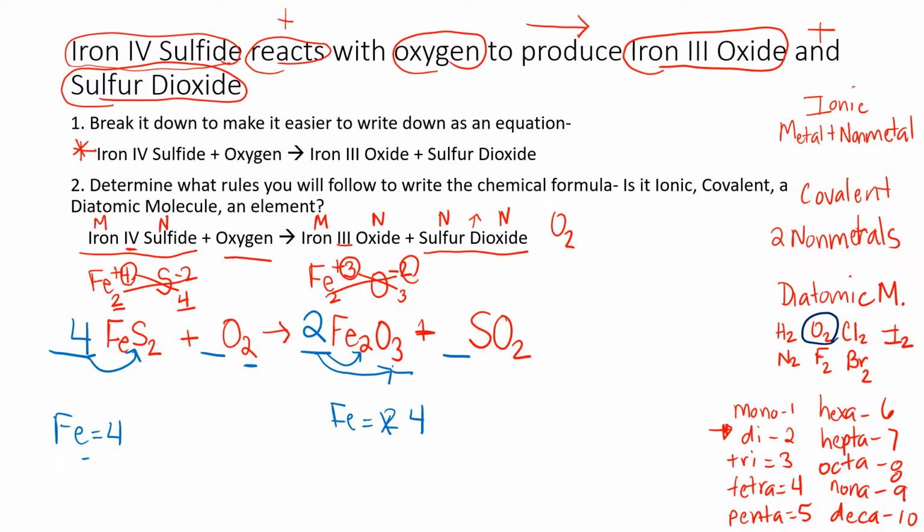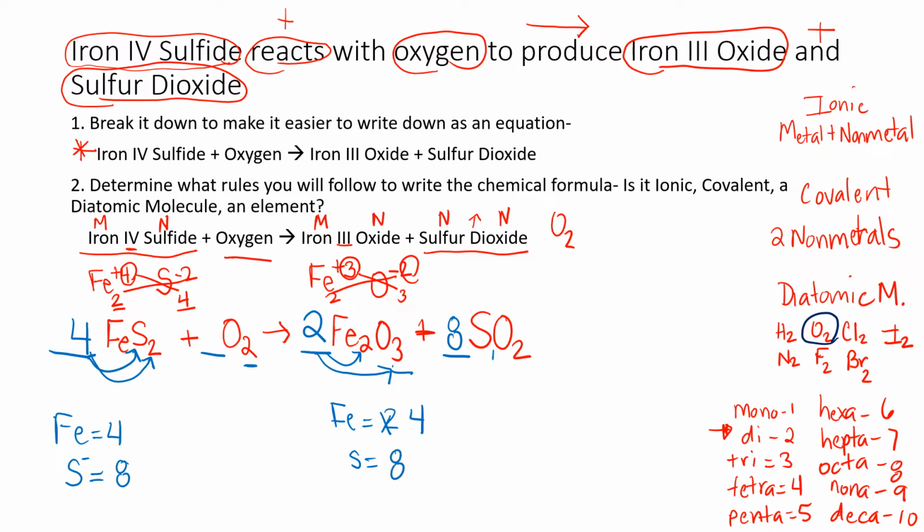Okay, we then went to the sulfurs. Sulfur, remember, is in iron sulfide or iron 4 sulfide. So it's got to multiply with that coefficient. 4 times 2 is 8. So that gives me 8 sulfurs. And then if I look over here, I only have 1. So the question is, how do I make it 8? So I'm going to multiply by a coefficient of 8. 8 times 1 is going to give me 8 sulfurs. Okay, and so the sulfurs are good.